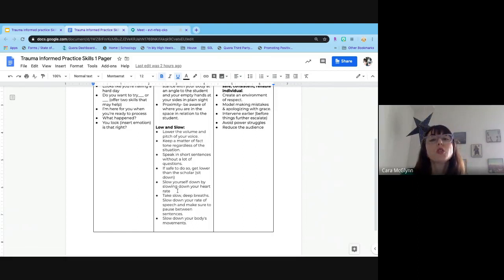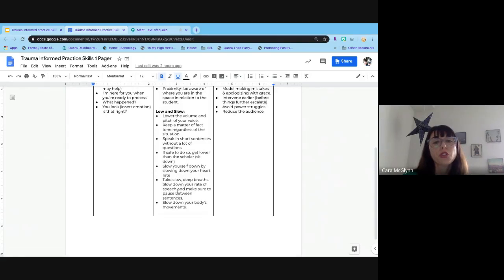You're going to speak in short sentences without a lot of questions. You're going to slow yourself down. And that might include needing to slow your own heart rate. And that goes back to what are those coping skills you can use in the moment? You're going to take pauses for processing.